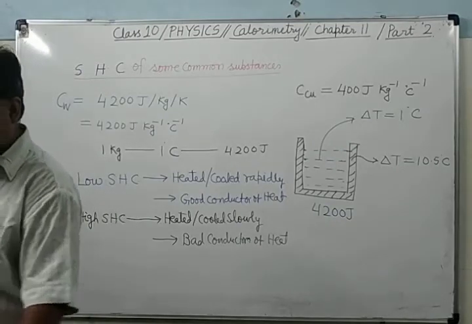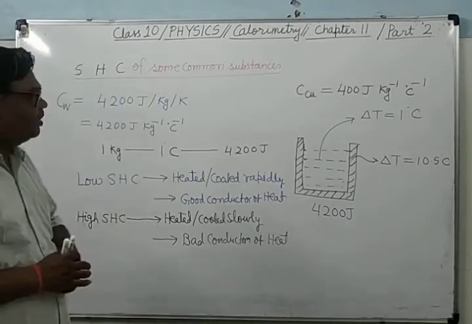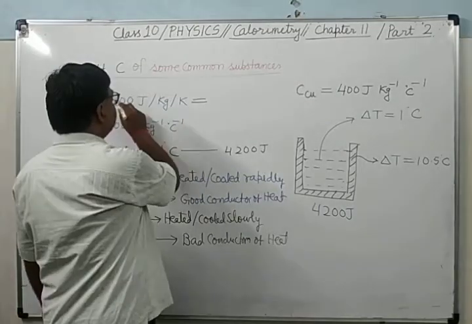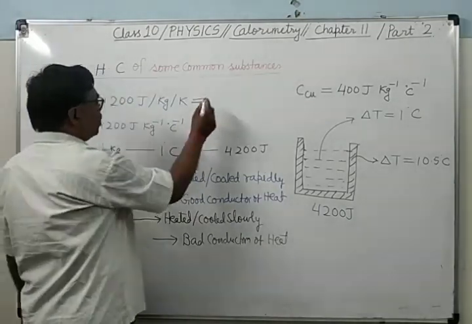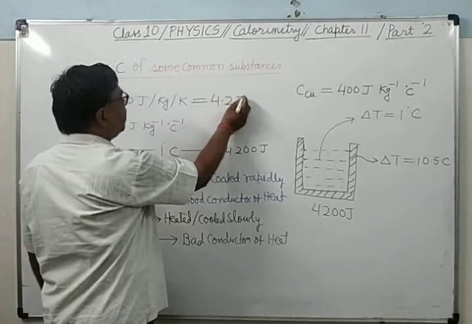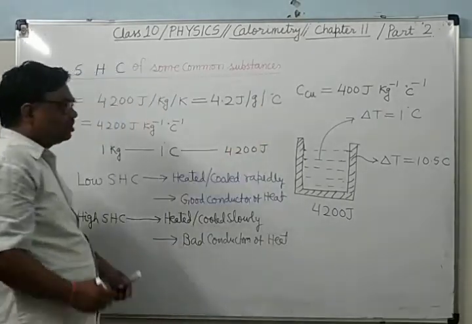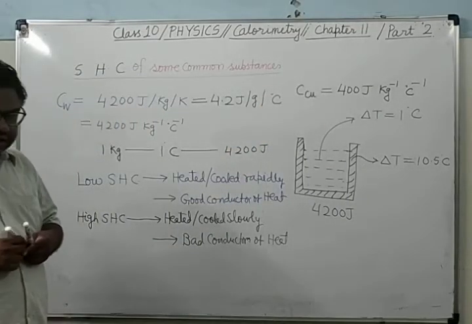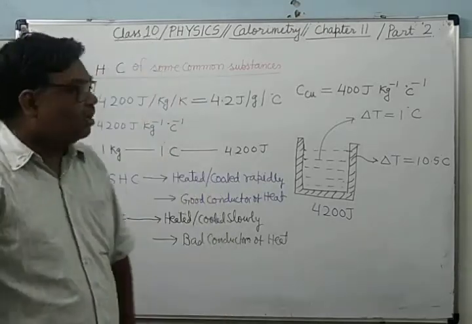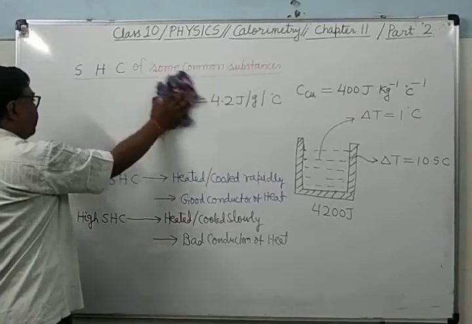Here the SHC is given in joule per kg per degree Celsius as well as in joule per gram per degree Celsius. What will be this in the gram? In kg it is 4200. So in gram you divide by 1000, 4.2 joule per gram per degree Celsius. Is it clear? So especially this value for copper and water we will remember. For these two we will remember.